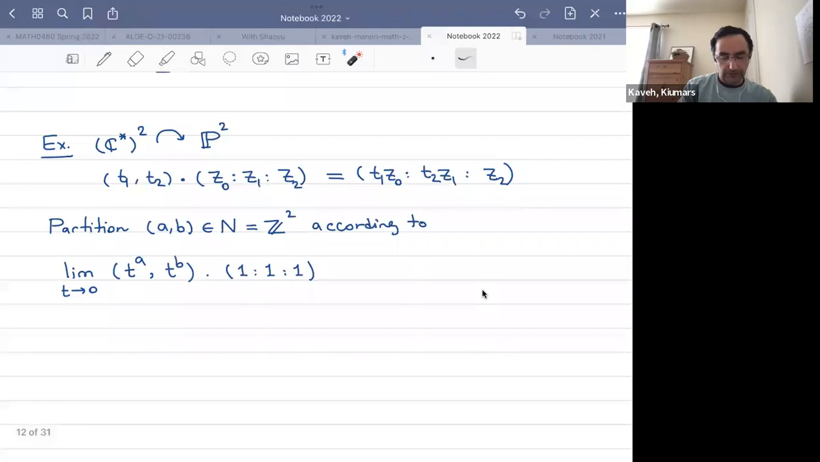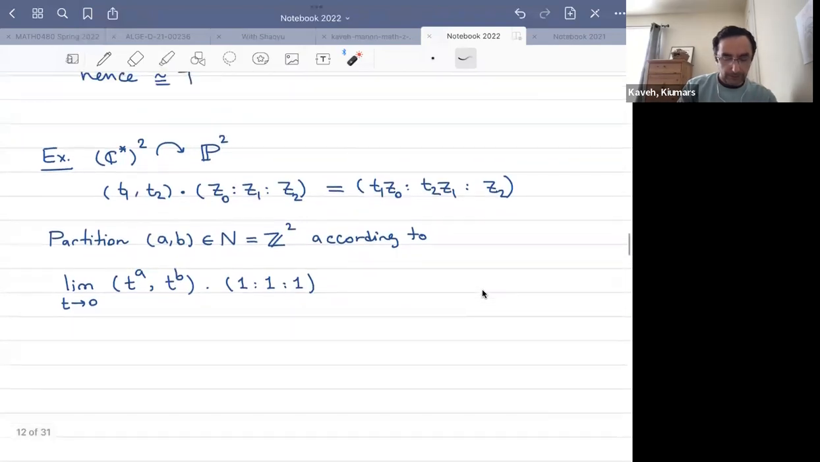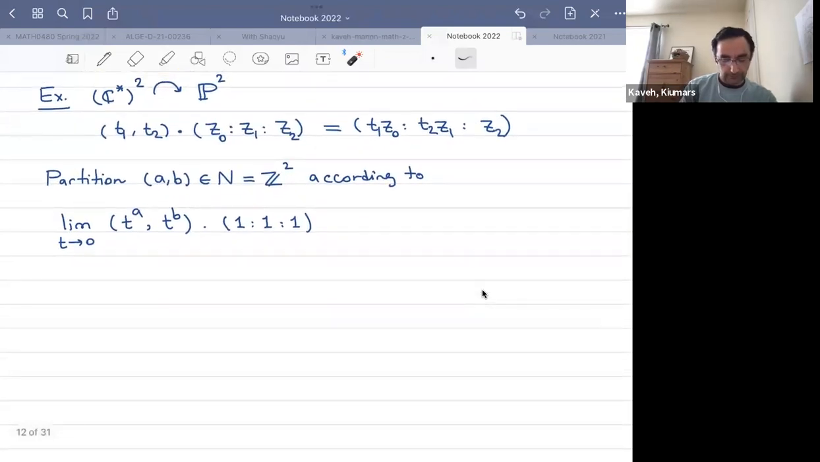Okay, the first example is the torus acting on the projective plane by just acting on the first two homogeneous coordinates. You can associate to this picture a partition of the plane R2 into 3 cones. The geometric way of seeing this is that you look at one parameter subgroups, t to the a, t to the b, and see what the limit is as t goes to 0 or infinity, depending on the convention, of, say, just one point in the open orbit, 1, 1, 1.